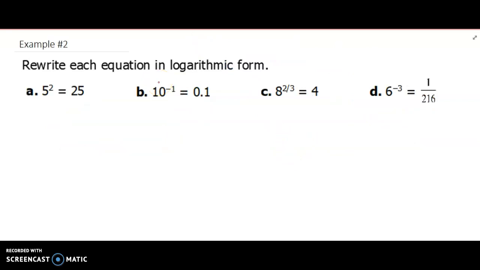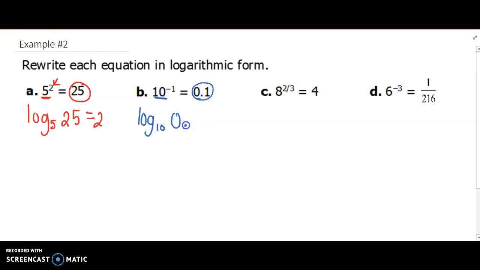Let's do it the other way now. We want to write these in logarithmic form. I would say log base, we always have the same base, log base 5 of 25 is equal to the exponent. Let's look at this one. It's log base 10 of what it equals, 0.1, is equal to the exponent, which is -1. I want you to pause this, try to do C and D on your own, look at the pattern we did here, and then we'll go over it.